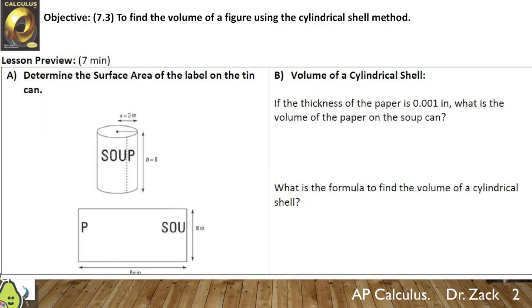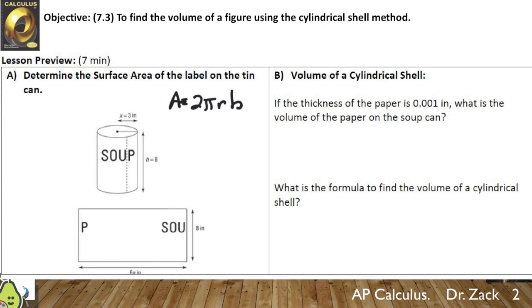For your lesson preview, you should have been reminded that the area of a shell, or the outside of the soup can, is 2 pi rh. And then, if you think about it, if we were to multiply by the thickness of the paper, that's going to be the volume of the paper.